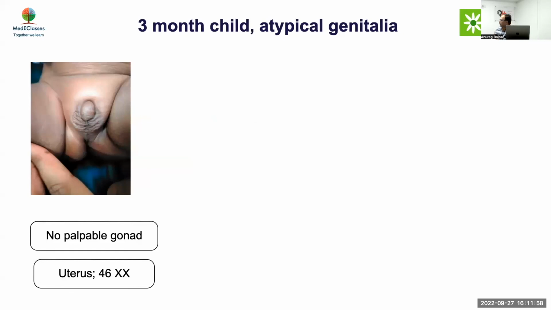3-month-old child with atypical genitalia, no palpable gonad, uterus present, 46XX. What do you think? Salt wasting but present count. So this is like androgen excess. Now your next question is salt wasting. No salt wasting. So then you will ask for maternal virilization.